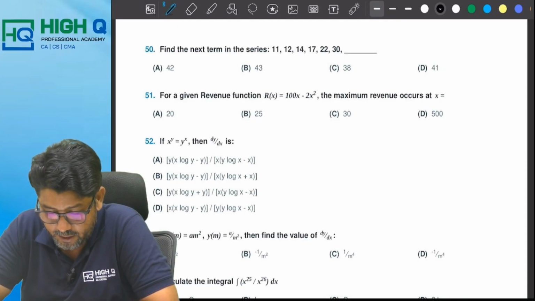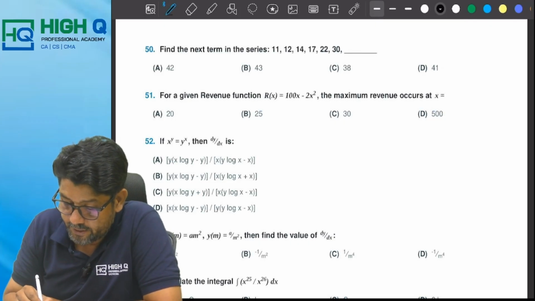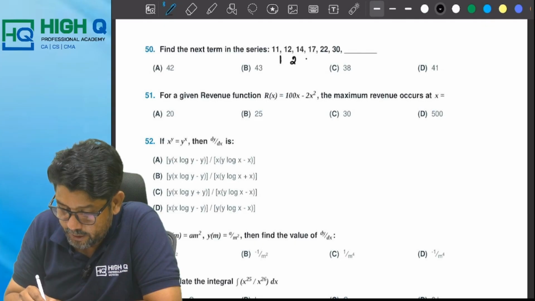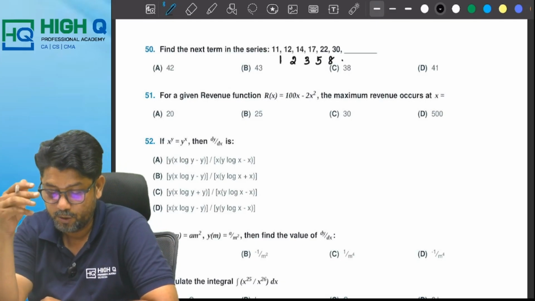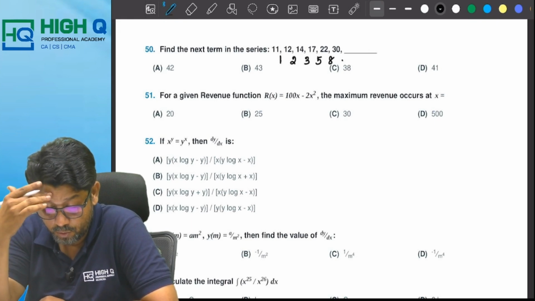Next, find the next term in the series. Number series: 11, 12, 14, 17, 22, 30. Let me find the differences. Here it is 1, here it is 2, here it is 3, here it is 5, here it is 8. Next, let us find the difference of these: 1, 2, 3, 5, 8. There is no common difference, nothing.